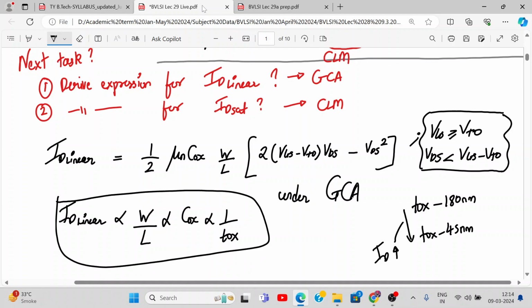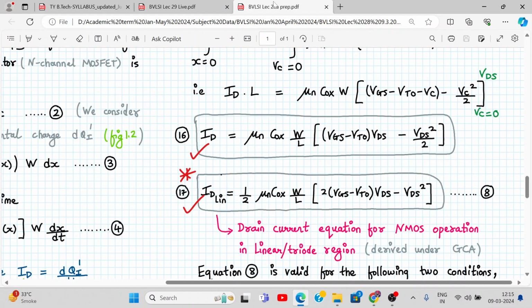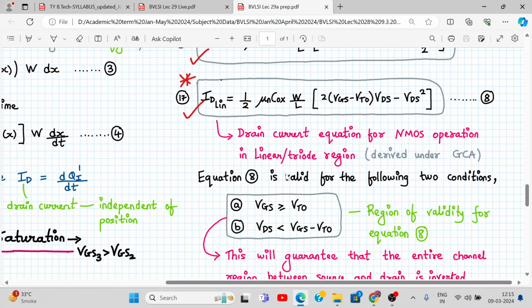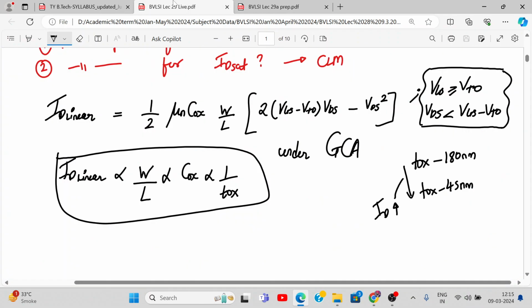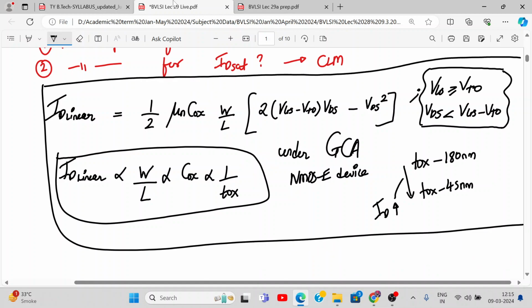Normally we don't treat it as a variable like VGS and VDS because they are changing. So design parameter is these things. Mu n is a constant. Mu n is mobility of electron, that is constant for silicon. Normally we assume it. So this is the drain current expression for n channel MOSFET. This is valid for n channel enhancement device. So this you should know without fail. This entire thing you should know. So this is my GCA, gradual channel approximation. Understood the derivation, everyone?